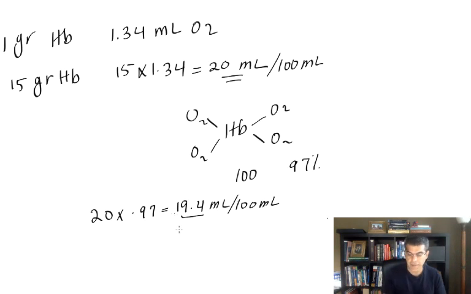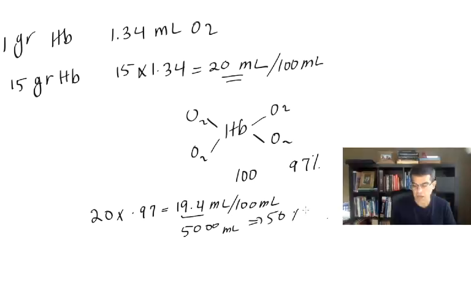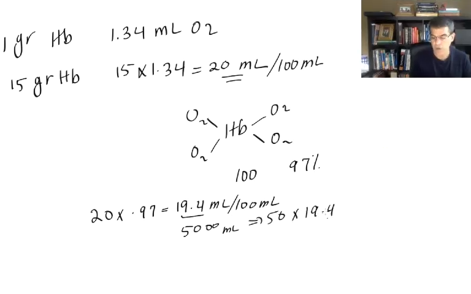If you now think about it, since we have 5,000 ml of blood, the total amount that I can carry would be 50 times 19.4. That's the total amount of oxygen I can carry by hemoglobin. And that is going to give me 970 ml of oxygen I can carry in my total blood. Now I can meet my demand.